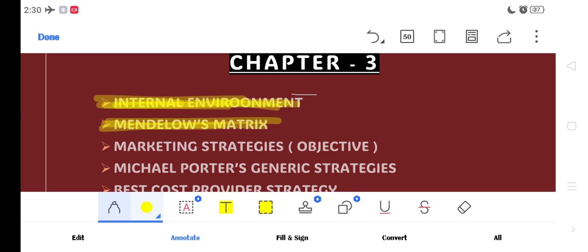And Mendelow's matrix, which can also be called the stakeholders matrix. You have to see Mendelow's matrix, because MCQs are going to come from it, so note that also. And there are marketing strategies. There are 13 types of marketing strategies, no? From this, no descriptive questions are going to come. Basically only MCQ questions they are going to ask.